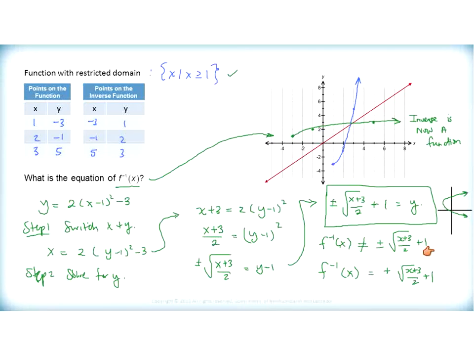Both of them are functions separately, but together they are not a function. So it doesn't make sense to write f to the minus 1 of x equals this, because this is not a function, but this is. That's a function right there. So I can write f to the minus 1 of x equals this, and that is the inverse of the original graph with the restricted domain.